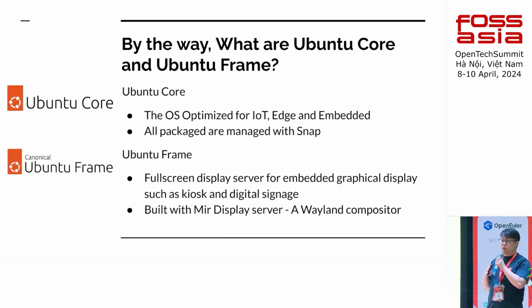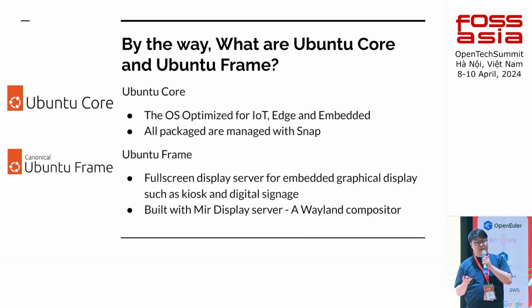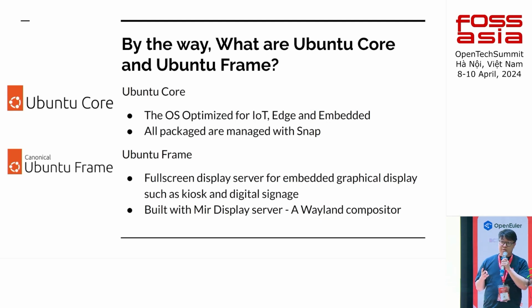By the way, what are Ubuntu Core and Ubuntu Frame? To give you a short introduction, I think you already know about Ubuntu, right? It's one of the most popular Linux distributions in the world, and Ubuntu Core is an operating system optimized for building IoT, edge computing, or embedded devices. One of the biggest notable differences between Ubuntu and Ubuntu Core is that everything is a snap package in Ubuntu Core. Even system updates are managed with snap packages. That would be the biggest difference.